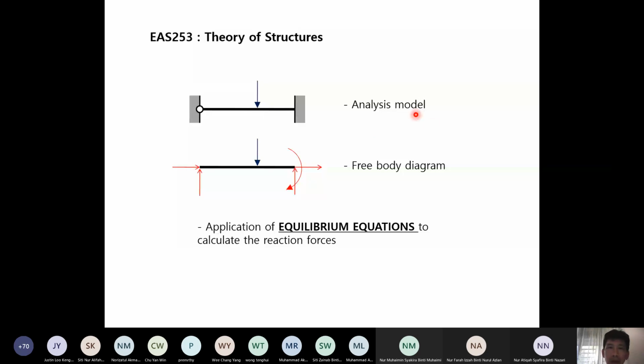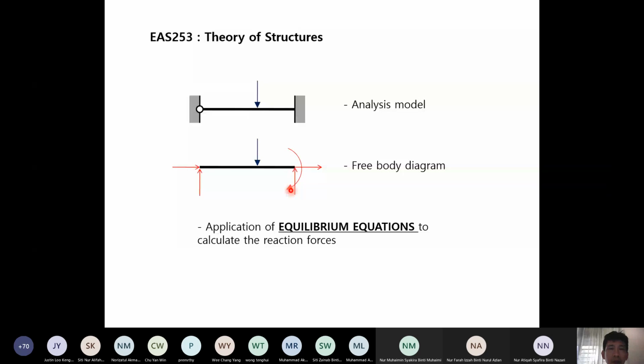Now we will look at one of the basic equations that you need in the analysis: the equilibrium equations. You draw the analysis model representing the actual problem that we get through idealizations. Then we draw the free body diagram. For the free body diagram, we must decide which part of the structure we want to draw it for. In this case, we draw for the whole beam. So this is a free body diagram.